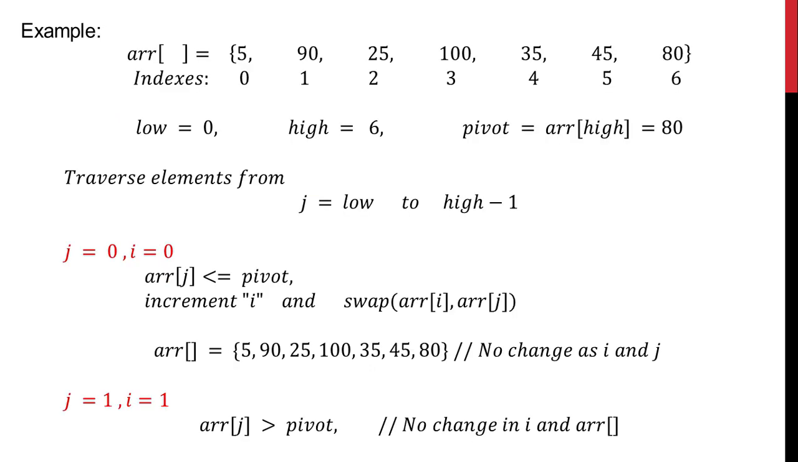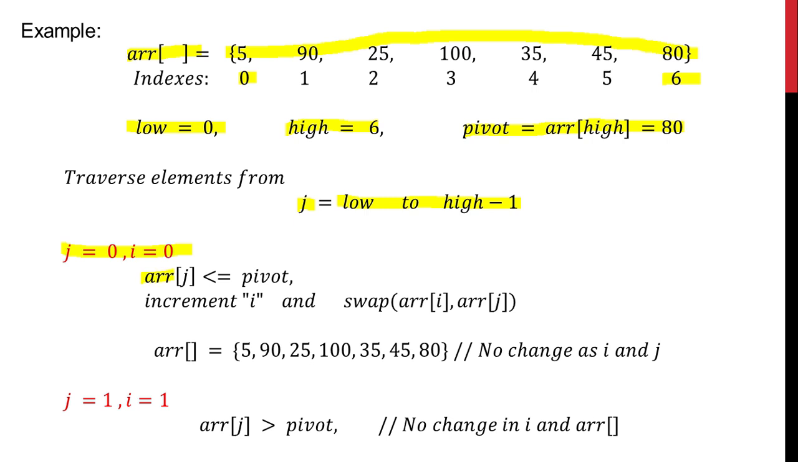So here we have an example of the quicksort algorithm. Here we have an array with 7 elements. These are 5, 9, 25, 100, 35, 45, 80 with the indexes 0 to 6. So initially low is equal to 0, high is equal to 6 and pivot is equal to 80. This is the last element of our array. So we move j from low to high minus 1, meaning 0 to 5. So initially j is equal to 0, i is equal to 0.